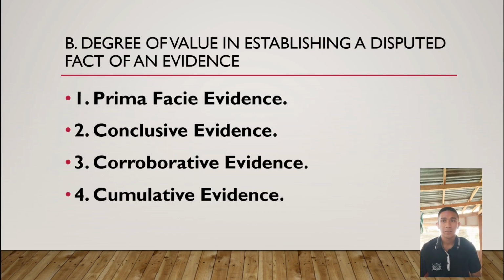Next slide is degree of value in establishing a disputed fact of an evidence. There are four to include. First, prima facie evidence. This evidence suffices for the proof of a particular fact until contradicted by other evidence. Second one is the conclusive evidence. This evidence is incontrovertible, or one which the law does not allow to be contradicted.